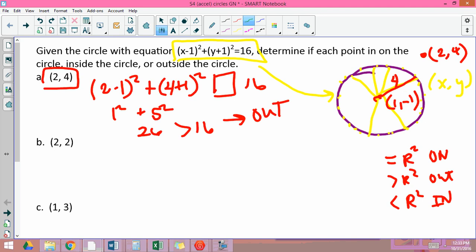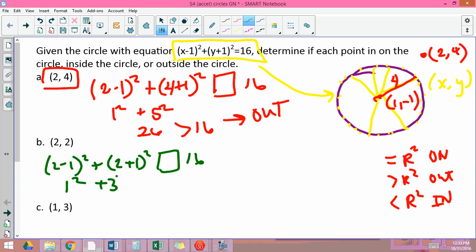If you look at the next one, 2 minus 1, the quantity squared, plus 2 plus 1, the quantity squared. How does that compare to 16? Well, I have 1 squared plus 3 squared, so I have 1 plus 9. Well, 10 is less than 16, and so this point is somewhere inside of my circle.